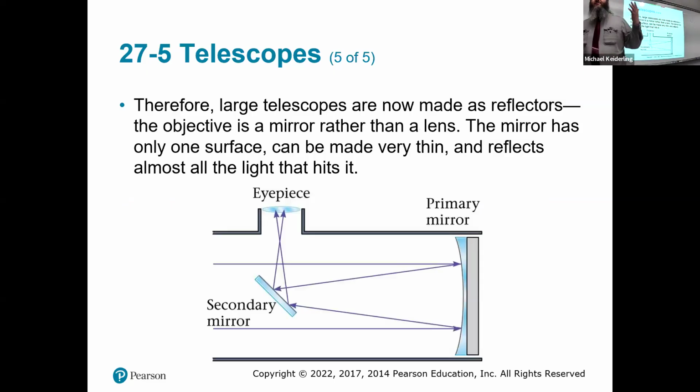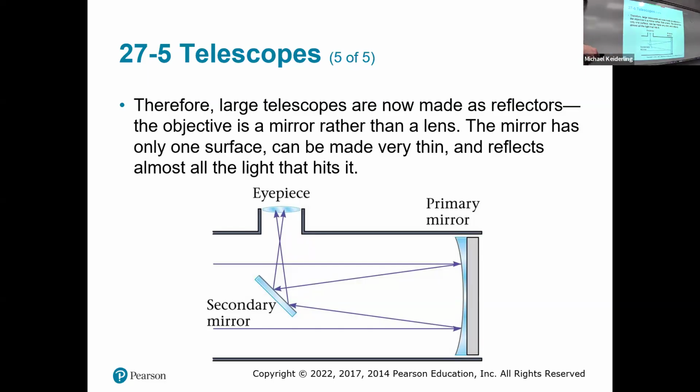Therefore, large telescopes these days are made as reflectors. The objective is a mirror rather than a lens. The mirror only has 1 surface. It can be made very thin. It reflects almost all the light that hits it. It can be supported from behind. It's also possible to fine-tune the mirror if it's thin, by bending it. So all large telescopes these days use a mirror.